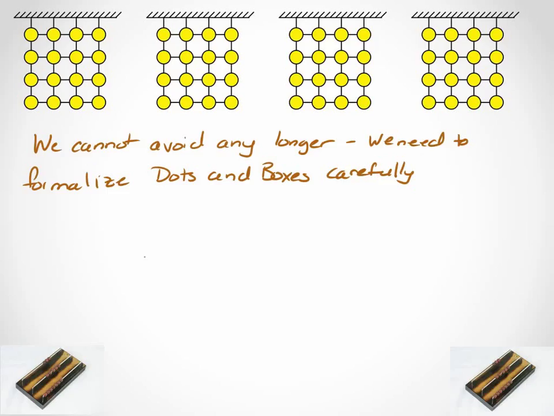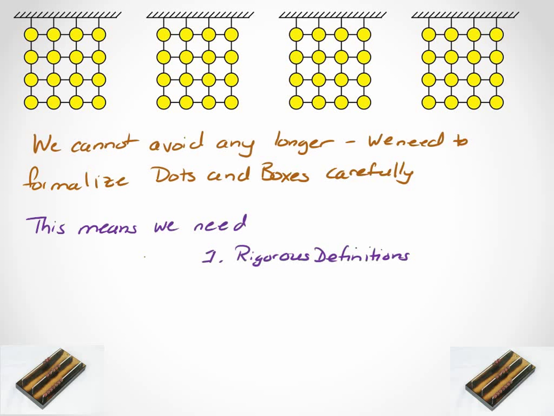Okay, so we can't avoid things any longer. We really need to formalize dots and boxes carefully, because the book keeps drawing on this and they're using terminology that's not well defined, so I feel like I have to go there. So that means we need rigorous definitions. We need clear examples. One of my sources of irritation is that there's no examples. And anywhere I look, they talk about loony moves and this and that, and they show 1 or 2 pictures.